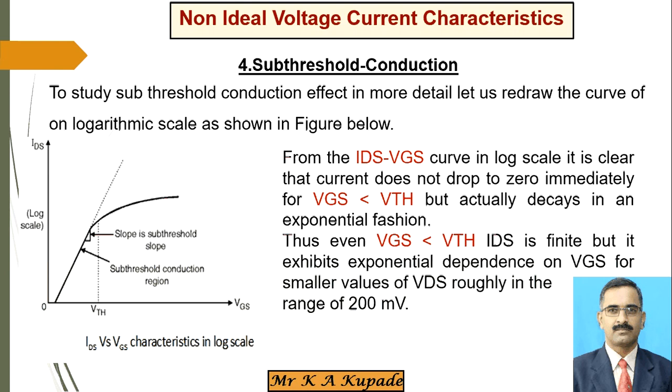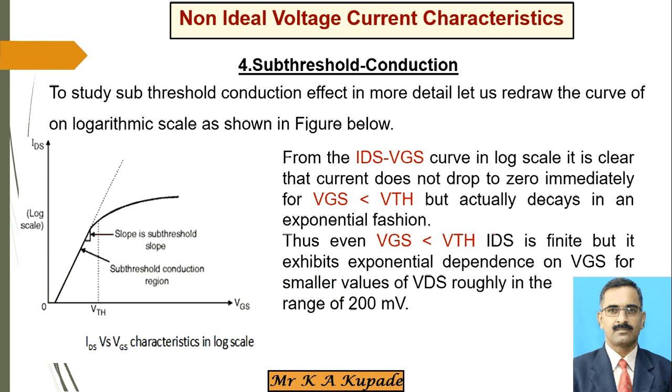IDS versus VGS again, consider one, and here it is on a log scale. See, VTH is that particular VGS voltage at which the device turns on. But up to that VTH voltage, this graph shows that some current is flowing. See here. That is the sub-threshold conduction region shown here, and the slope of that sub-threshold region is also shown.